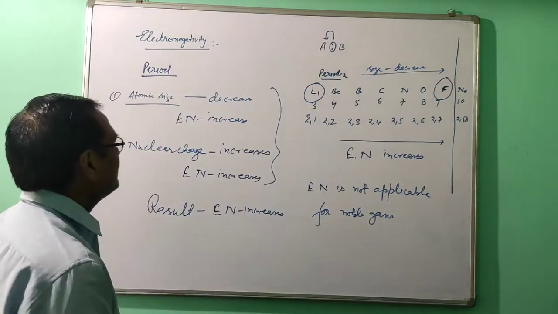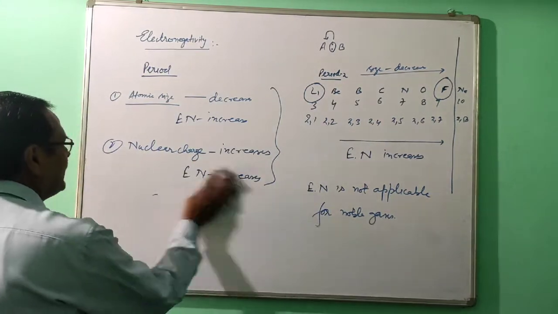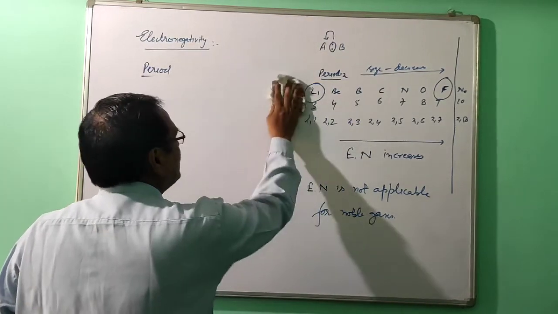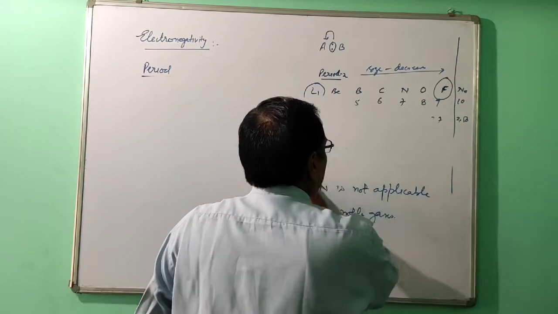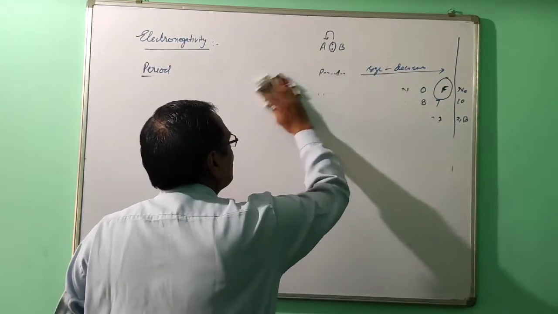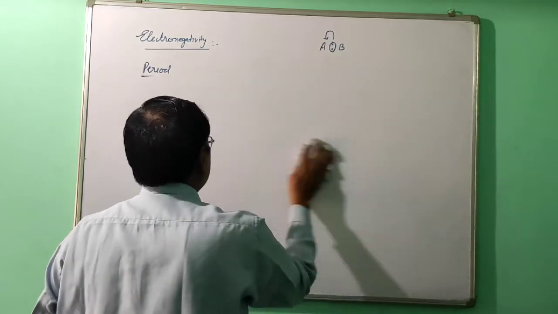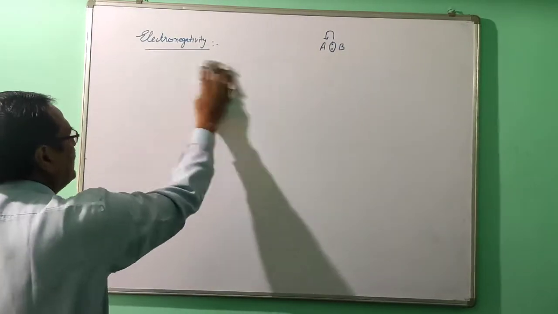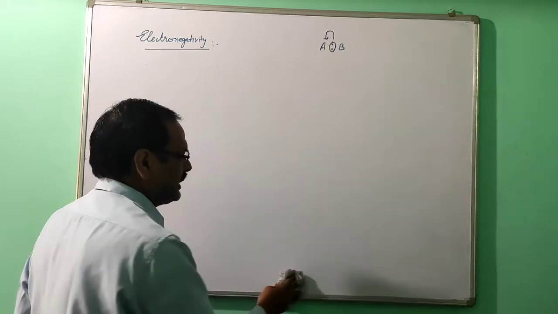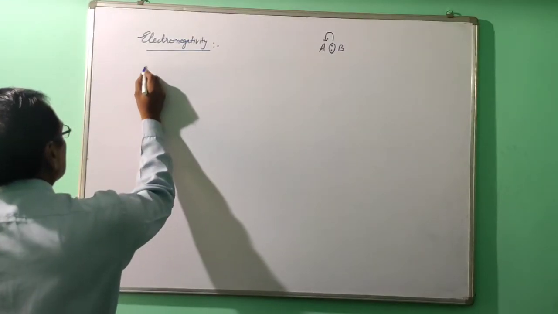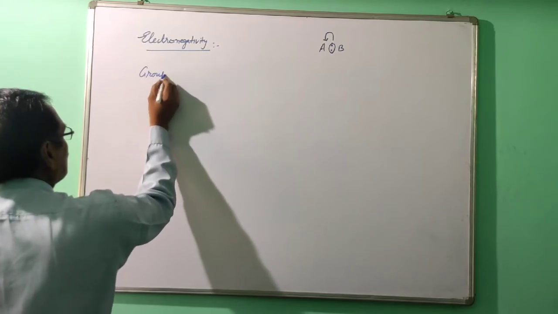So next, as you have seen in a period, now we are going to apply it in a group. When we move in a group from top to bottom, how will electronegativity vary? That is the topic. So next one is group.